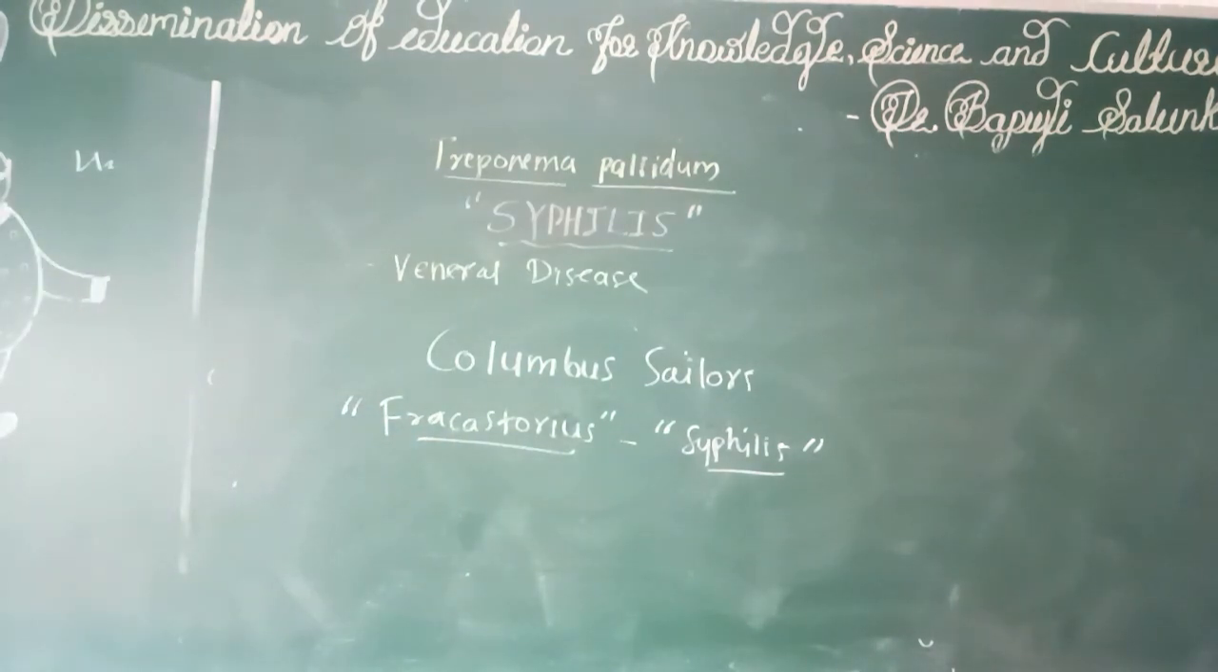This is what is assumed. But later on, because humans evolved and started wearing clothes, the organism also evolved and became a sexually transmitting organism. Earlier it spread through direct touch contact, but later, because humans evolved, the organism also evolved and became restricted to a particular way of transmission, the venereal mode, that is, the sexual mode of transmission.